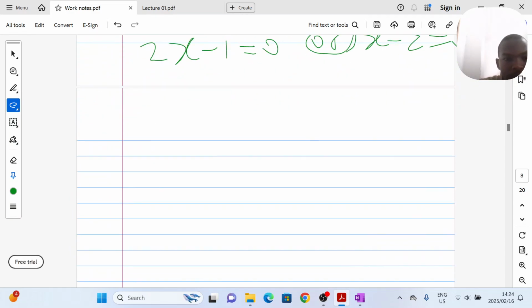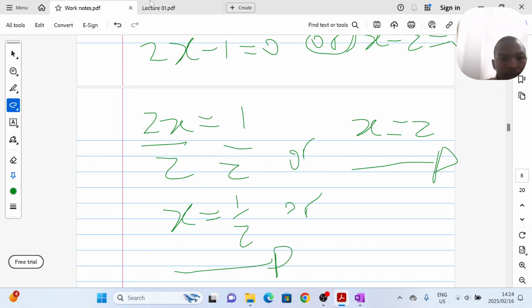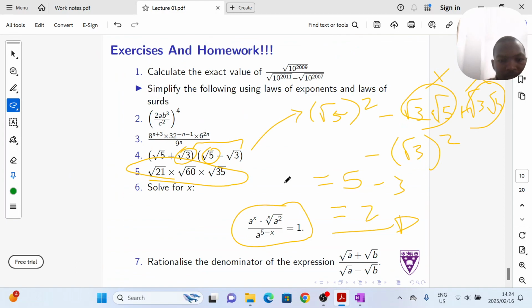So now that you have this, you're going to have 2x is equal to 1. When taking this from the left to the right hand side, it changes the sign. And then you divide by 2 on both sides. So your x is equal to 1 over 2, or x is equal to 2. So this is what we're looking for. And then we are done with this particular question. Yeah, it's long, but it's doable.